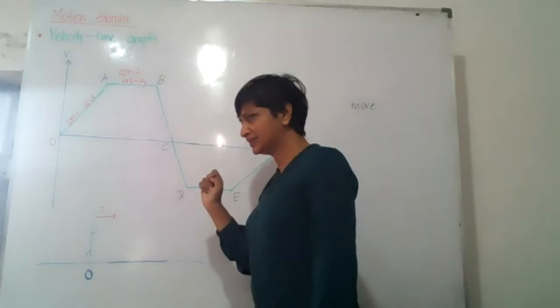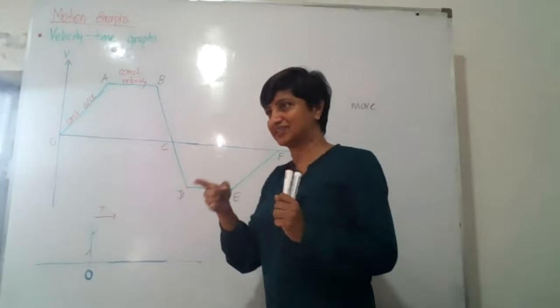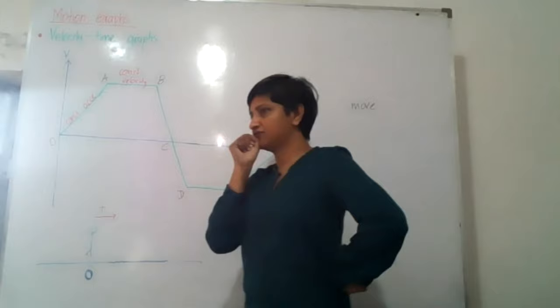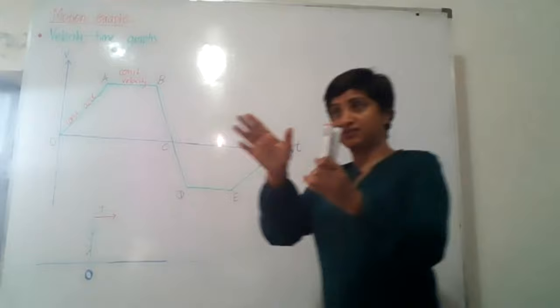Did you get that? Is he moving in the same direction still, or did he turn back? Same direction. Turn back? Same direction. Okay. Why do you say turn back? How do you figure it out? From a velocity time graph, how do you figure that out? Now, let me quickly take you back to displacement time graphs.